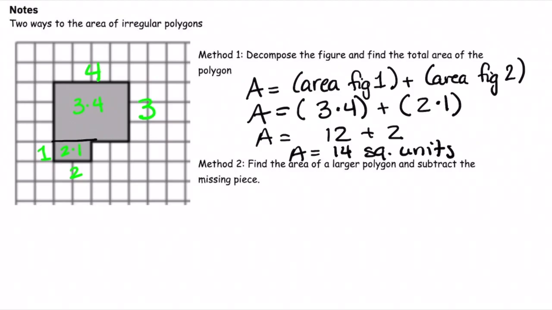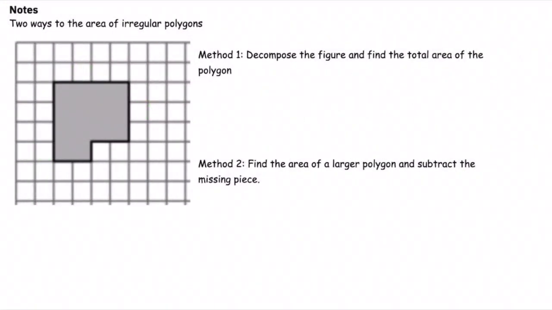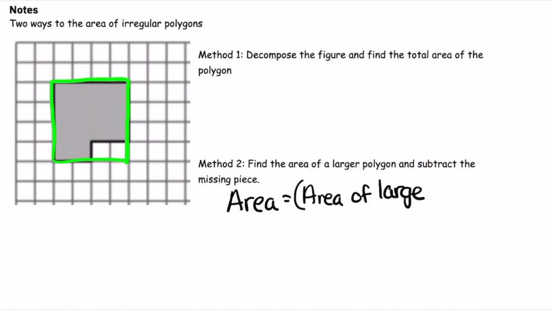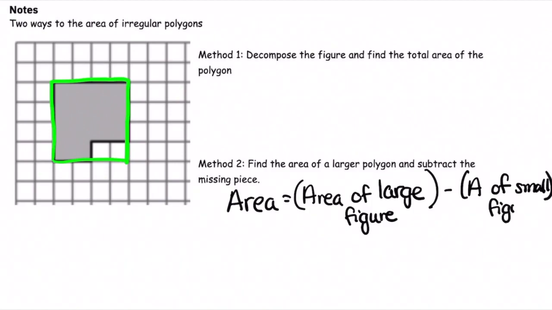Let's try another strategy. In this one, I want you to find the missing piece. So watch what I do here. This one's cool. I'm going to make a big rectangle and find that area. So I find the area of the large figure, and I subtract the area of the small one. And the small figure is just an empty space, the negative space.